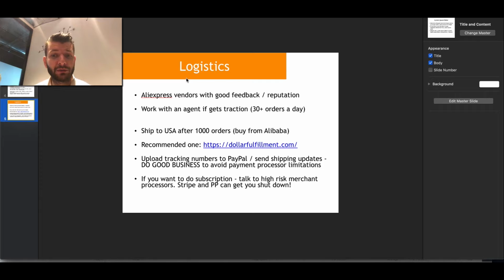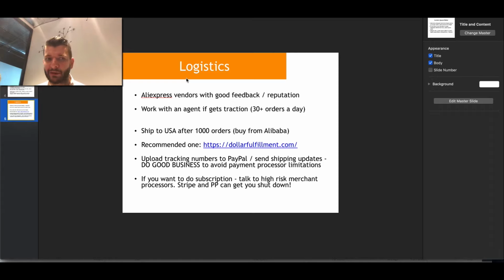A lot of people have issues with payment processor limitations like Stripe and PayPal. So make sure you upload the tracking number to PayPal. You send shipping updates to your customers so they know where the product is, and make sure that you're just good to do business with, right? That's kind of the core of it. And if you're looking for shortcuts, if you don't do those basic things, then sooner or later you'll have your Stripe account limited or shut down. You'll have reserves, all of those things. So make sure that you do good business.